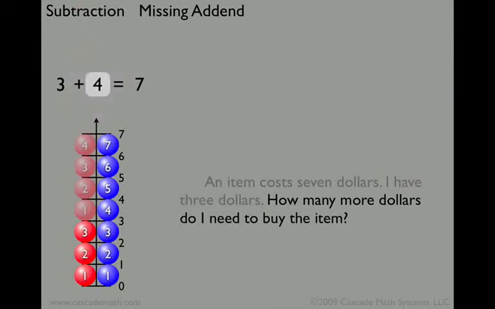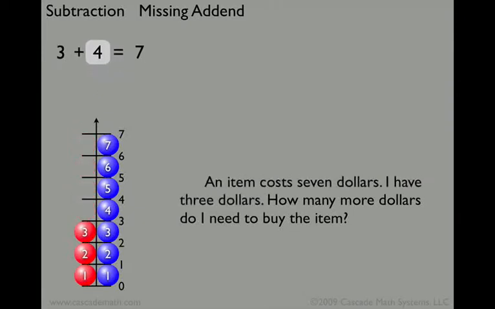Let's look at another way to solve this problem. If I took the number of dollars that I already had from the number of dollars that the item cost, it would tell me how many dollars I needed to add to my money to buy the item. 7 minus 3 equals 4.